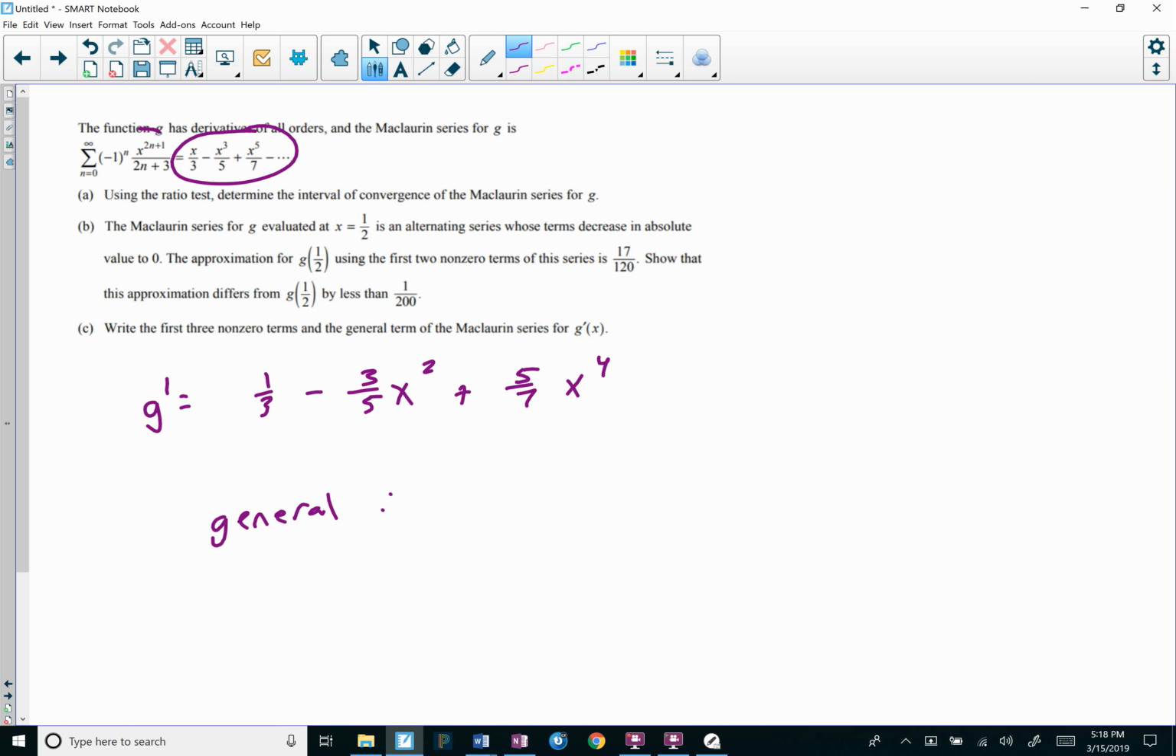Okay, well here's my general term, so I'll just take the derivative. Now for starters, I'm just going to leave that (-1)^n as is, and then I'll check my signs when I'm all done. Okay, power rule. So when I bring down that power, I have 2n plus 1, and that's still over 2n plus 3. Oops, I need an n in there. Subtract 1 from the power. Okay, now let's check it.